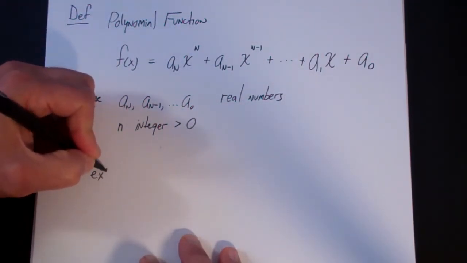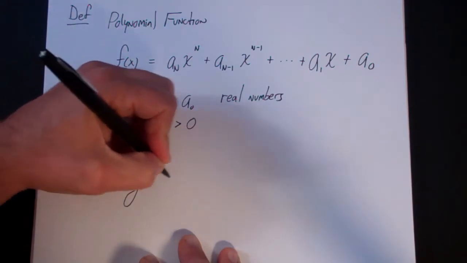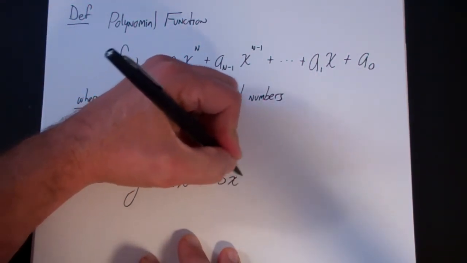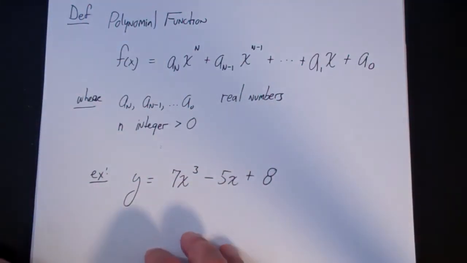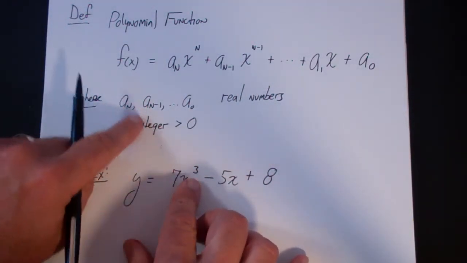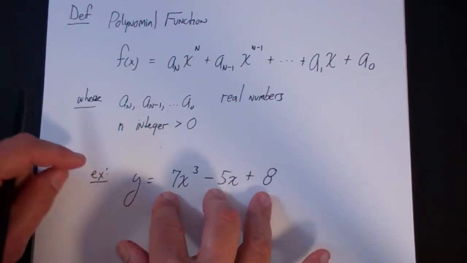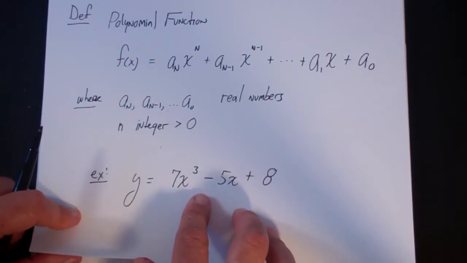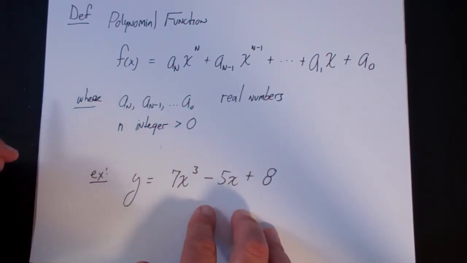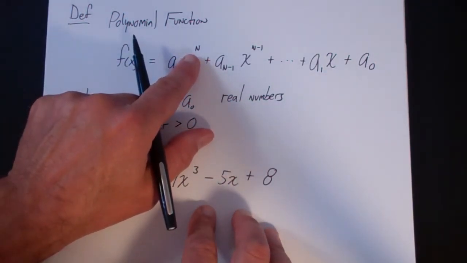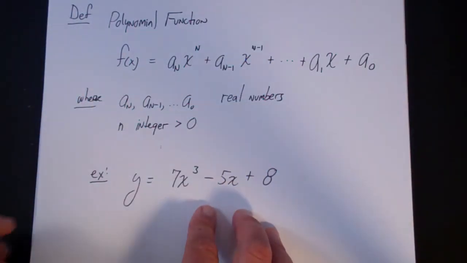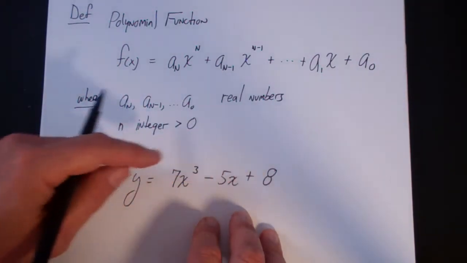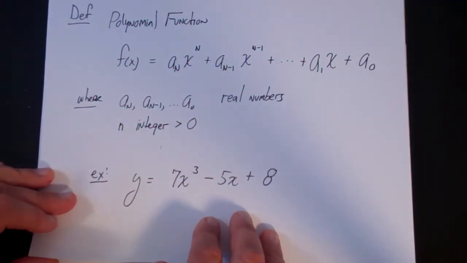Let's look at a quick example. An example of that might be y is equal to 7x to the third minus 5x plus 8. In this case, n is 3. 7, 5, and 8 are all real numbers. So this is a polynomial function. The key here is that there are powers, but the powers are always positive integers. Another way to say it is that they're terms in which all of the powers are positive integers.